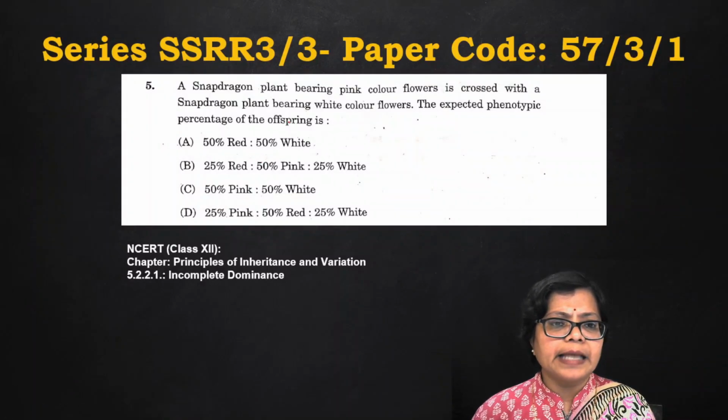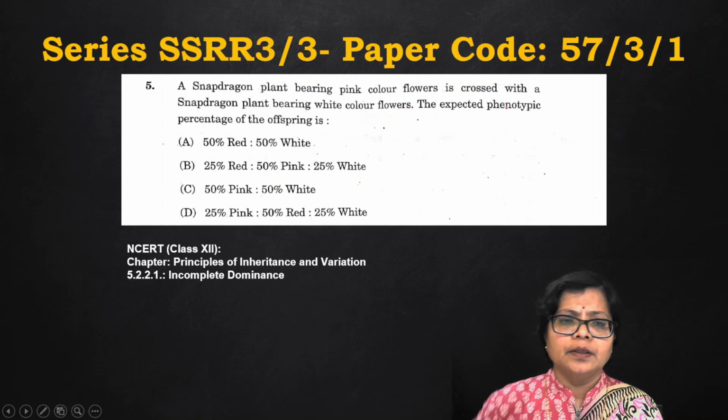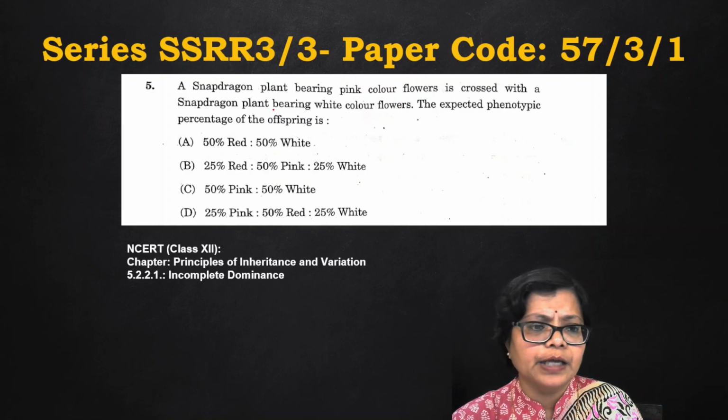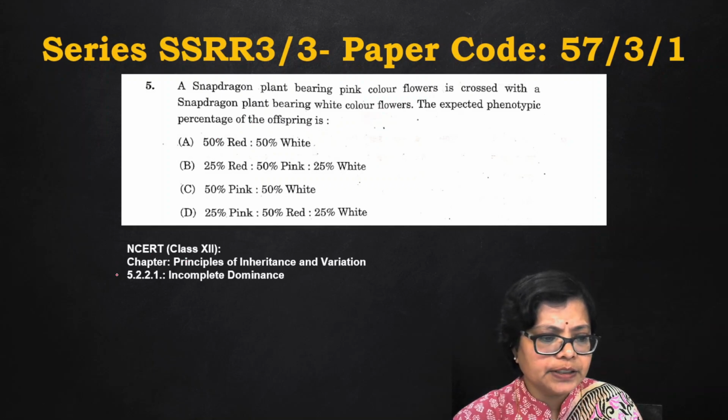Next, a snapdragon plant bearing pink color flowers is crossed with a snapdragon plant bearing white color flowers. The expected phenotypic percentage of the offspring is... So it is a case of incomplete dominance.